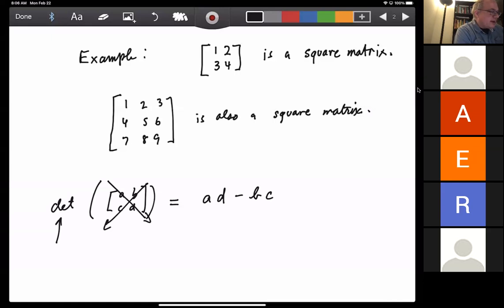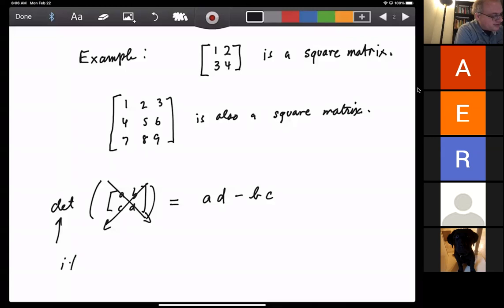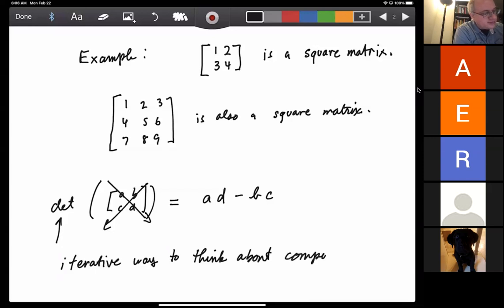Okay. And you can write down a definition for how to compute the determinant of a general square matrix, no matter how big it is, as a formula. But that formula is kind of complicated to interpret. So there's an iterative way to think about computing determinants of larger square matrices.